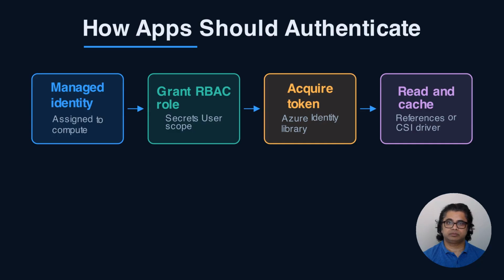For configuration, prefer Key Vault references in App Service or Azure App Configuration, or the Secret Store CSI driver in Azure Kubernetes Service, so secrets are injected and cached rather than fetched on every request. That also helps you stay under the vault's per second throttling limits.